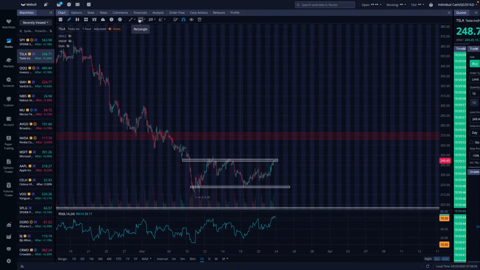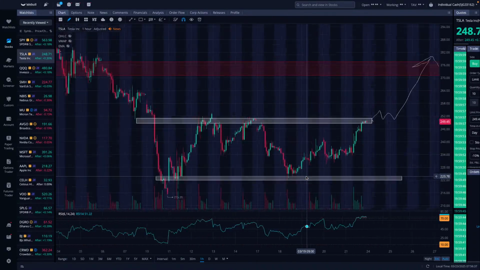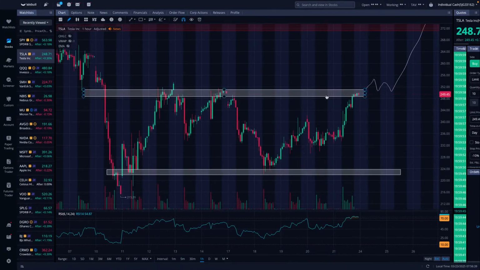If it can consolidate above and hold this level right here at 250, I think we can easily get a move to 275. That's what I'm looking for with this. I am holding Tesla long term, but if I was short term trading it, I'm pretty much a short position on anything under 250 and lower.